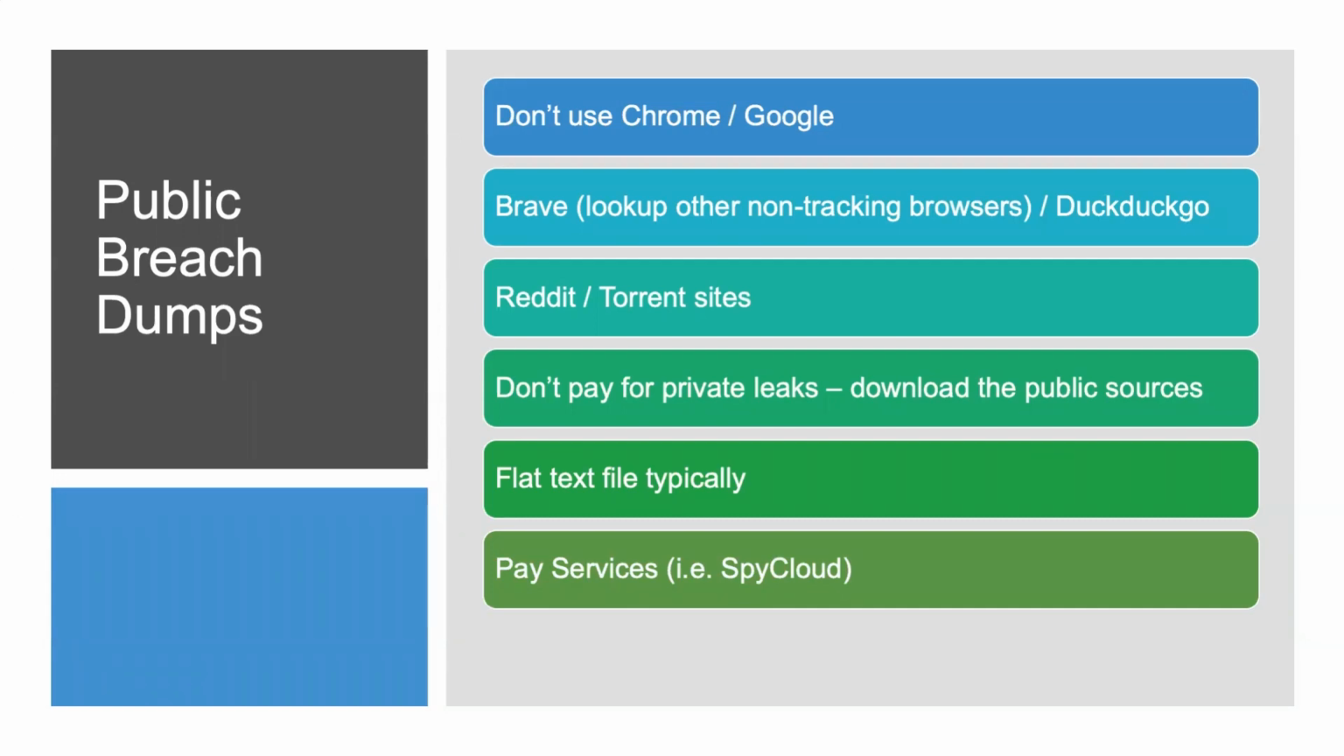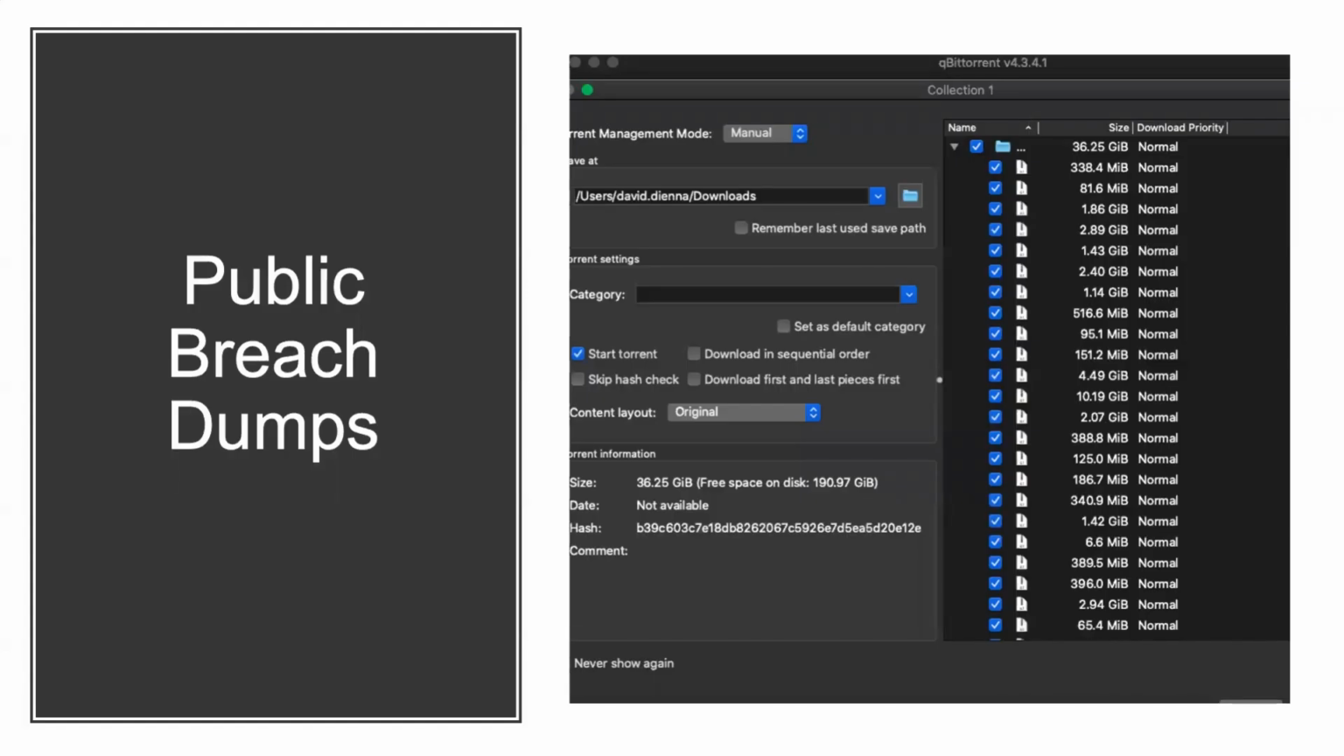If you're dealing with breach dumps, don't use a browser that can track you. You look up stuff on torrent sites or Reddit. Don't pay for private leaks. You just download them from public sources. You don't go to jail. And if you want to use a pay service, SpyCloud I've heard is a reputable one. But again, just keep in mind that there are risks there.